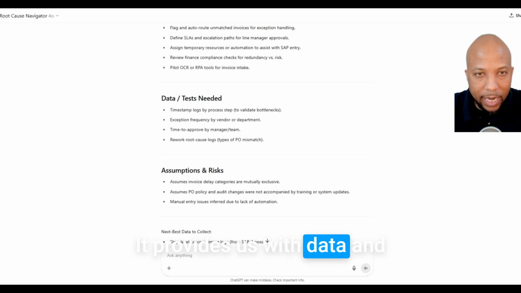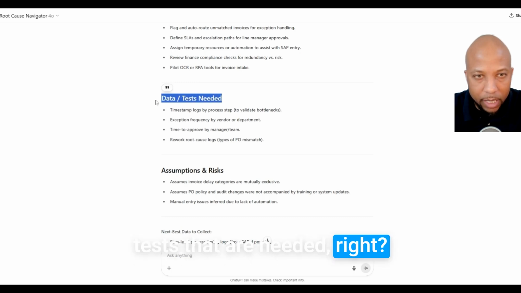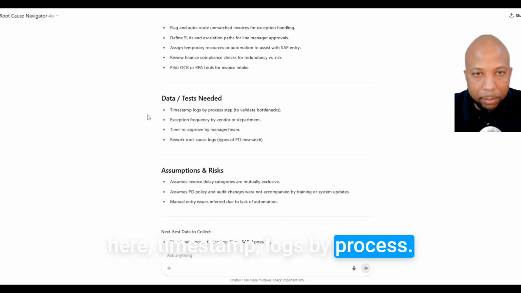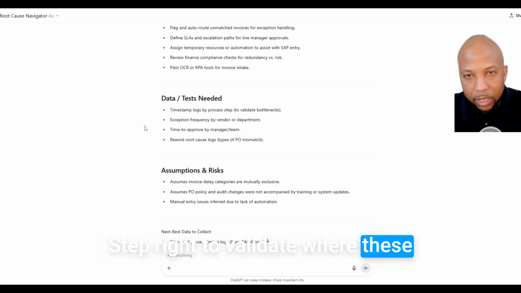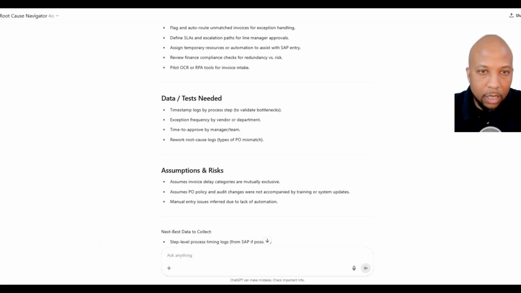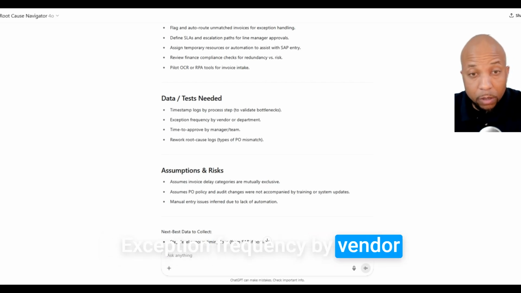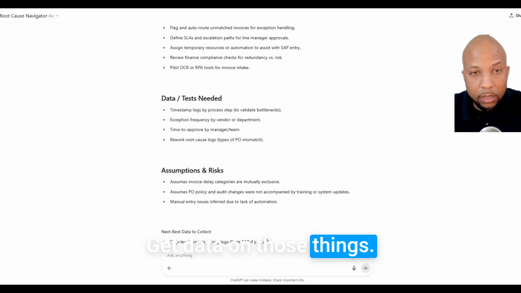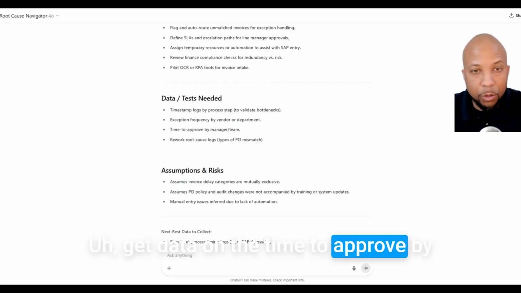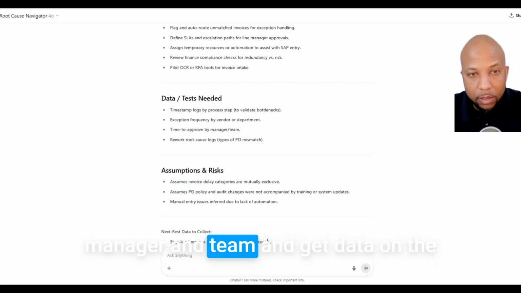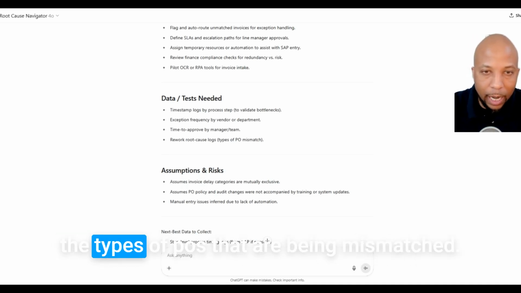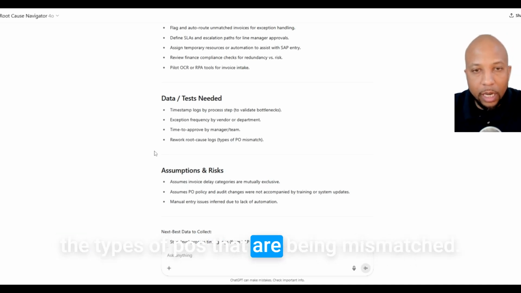It provides us with data and tests that are needed, right? It gives us 4 recommendations here. Timestamp logs by process step, right? To validate where these bottlenecks are taking place. Exception frequency by vendor or by department as well. Get data on those things. Get data on the time to approve by manager and team. And get data on the rework by keeping a root cause log to see the types of POs that are being mismatched.